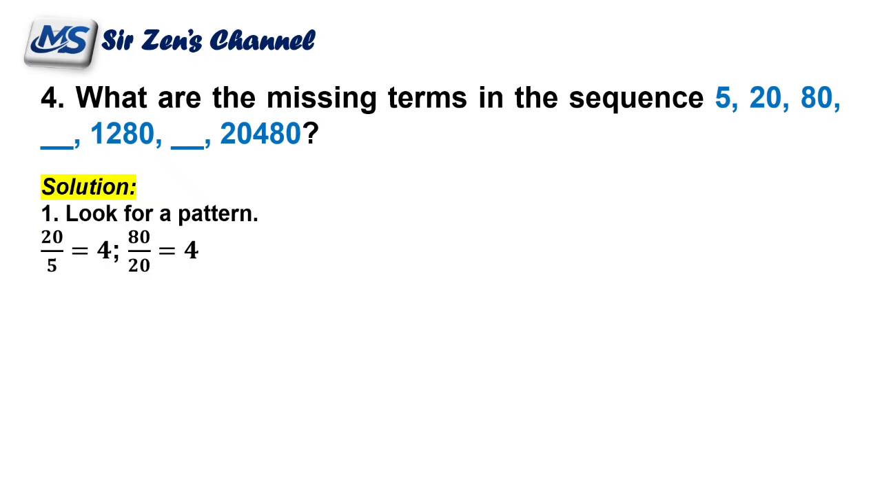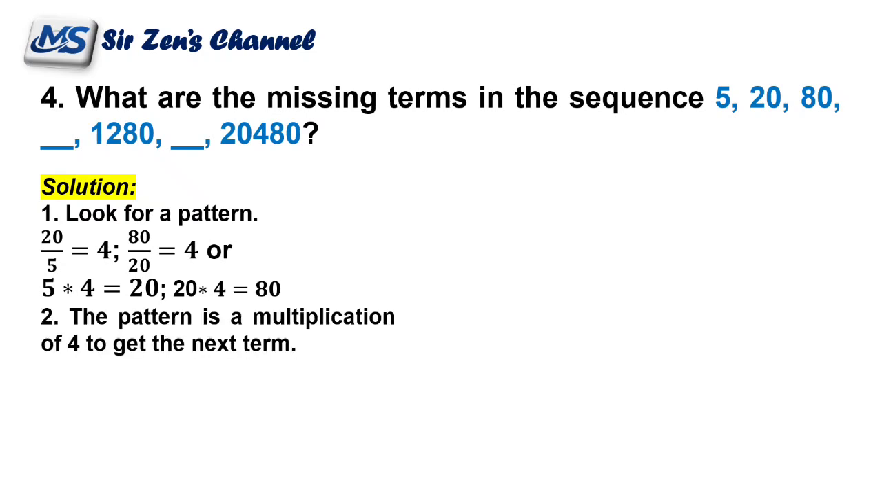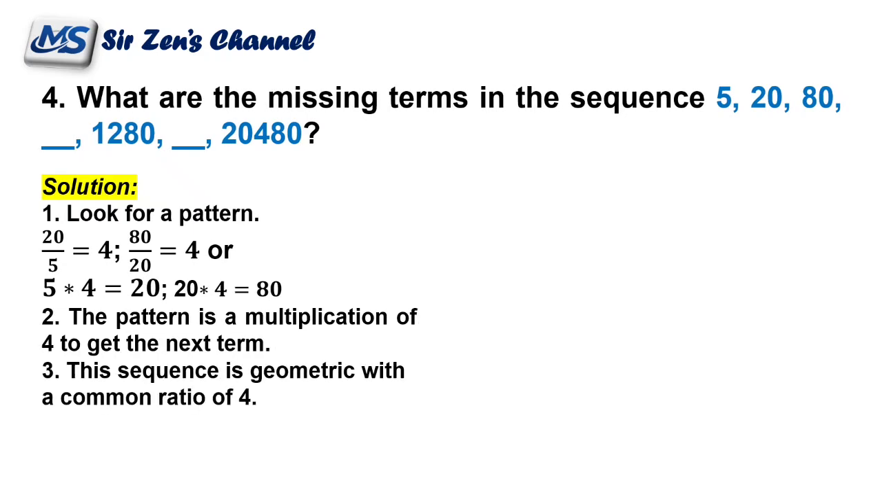On the other hand, we could multiply 5 by 4 to get 20, the second term. And also, we could multiply the second term, 20, by 4 to get the third term, 80, right? So this means that the pattern is a multiplication of 4 to get the next term. The common ratio of this sequence is 4. So we can see that this sequence is a geometric sequence with a common ratio of 4.